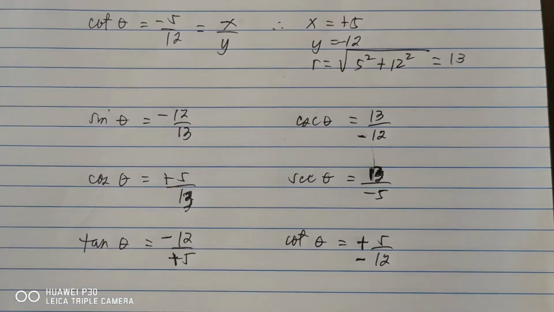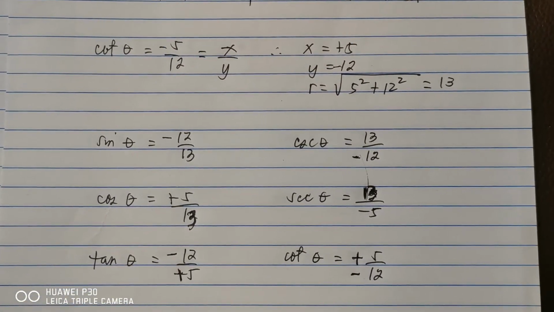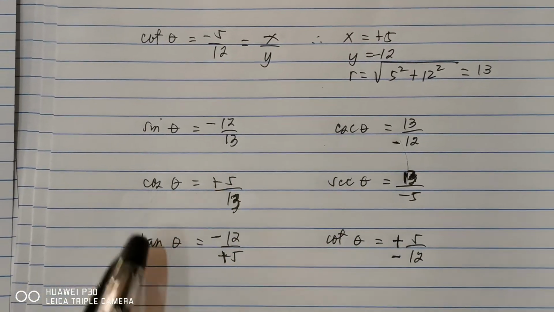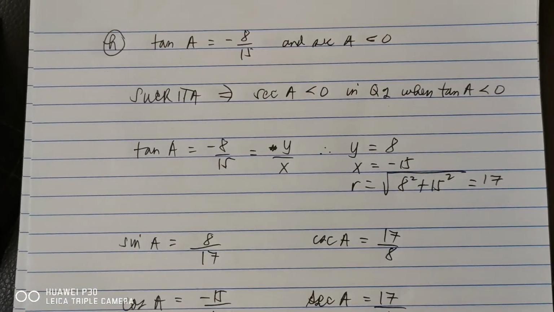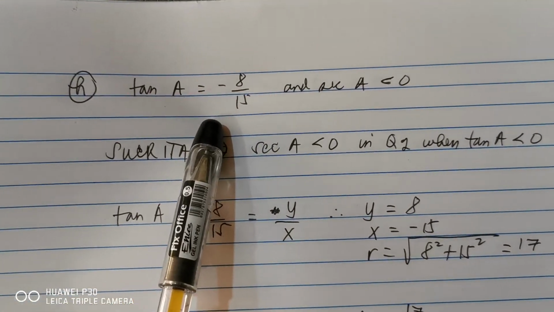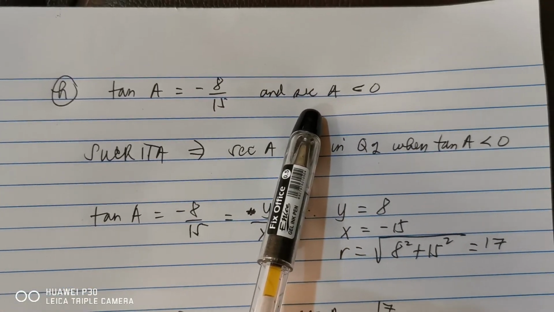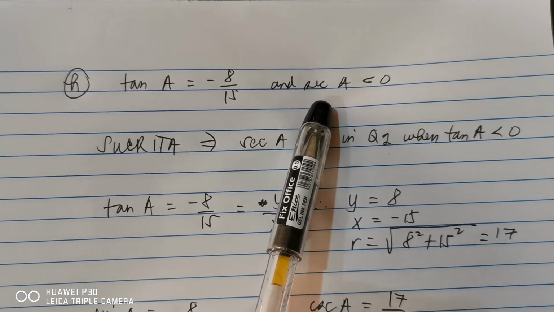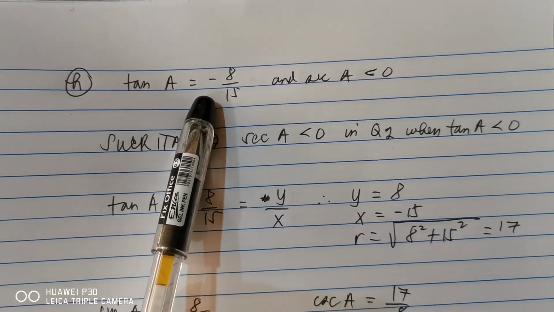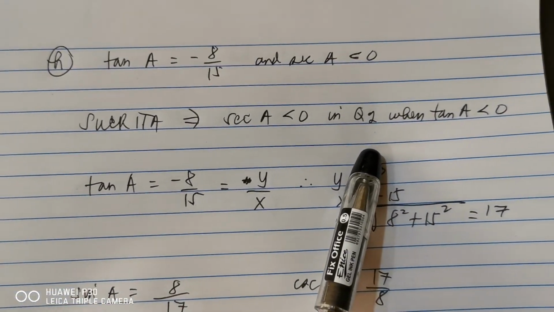So we now proceed with our substitution because we already have the values x, y, and r. So these are the trigonometric function values. Letter H. We are given tan A is equal to negative 8 over 5 and secant A is negative. Secant A or cosine A is negative in quadrants 2 and 3. Tangent is negative in quadrants 2 and 4. So the common quadrant is 2.